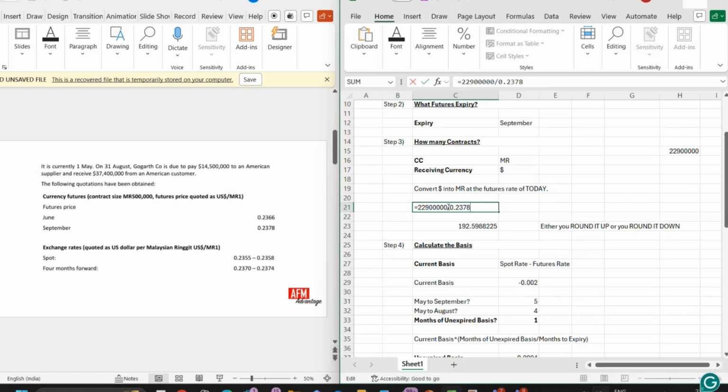I'll have to convert into Malaysian ringgit because my contract currency itself is Malaysian ringgit, right? So I have to convert the amount into MR. So 22.9 divided by 0.2378. Why am I dividing? Because it's obvious that the US dollar is the stronger currency over here. So less US dollars will equal more Malaysian ringgit. And this is the only way we are getting more Malaysian ringgit.